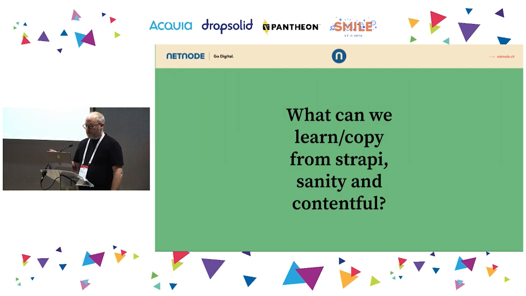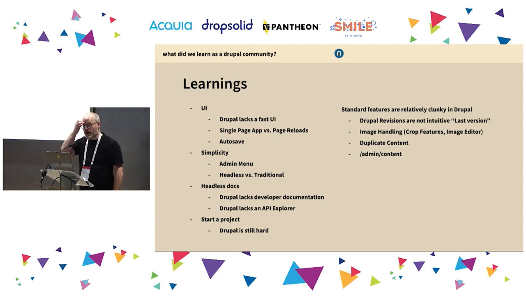But what can we learn, and maybe also copy from Strapi, Sanity, and Contentful? Well, definitely it's the UI. Drupal lacks a fast and modern UI, even if you use Gin. Strapi, as well as Sanity, offer a single-page application feeling. Also, page reloads are very fluid. Also, the concept of auto-saving, for example, in Contentful: you click on the title of the entity, you are not going to the node view, as we call it, they directly go to the edit, and then it's auto-saving. So when I change the title, it's immediately saved, so I can go back and forth. So that's nice.